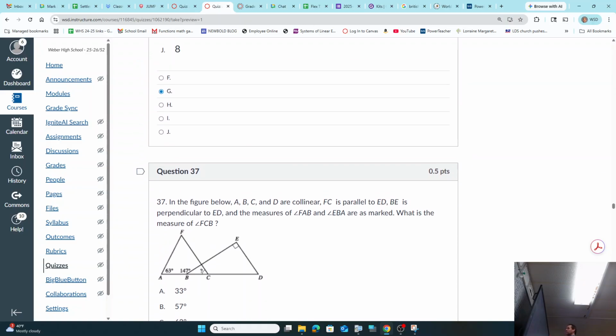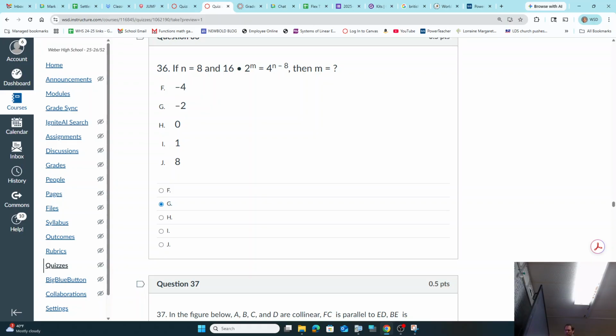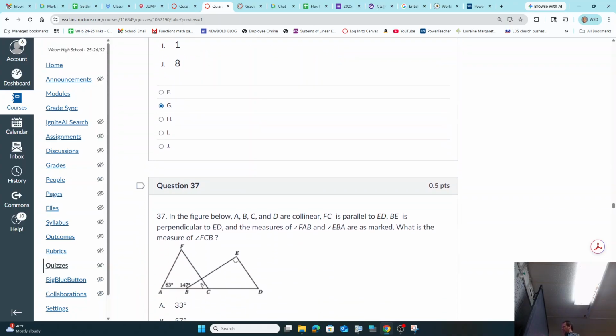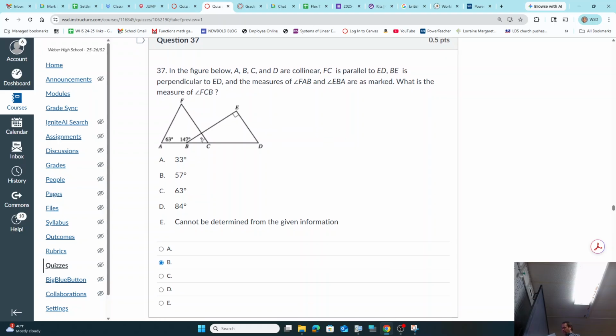Good. And this one was, whoa, did I make a mistake on this one? This one's saying that 36 is F, negative 4. That can't be right. Let me see, if n equals 8, 8 minus 8 is 0. 4 to 0 is just a 1, divided by 16. I'm sure it's negative 2. Maybe we got a mistake there. Interesting. It could be F, but I'm pretty sure it's G. Okay, keep on going. This one's definitely B, so that's good.